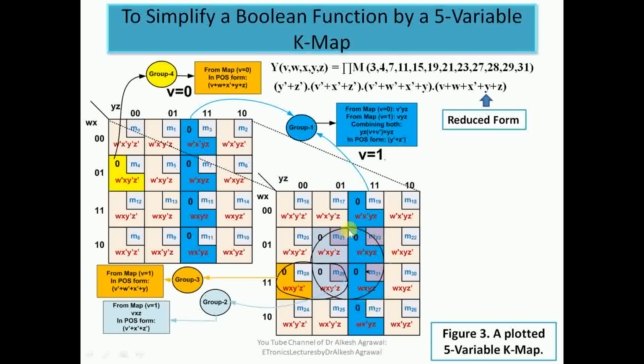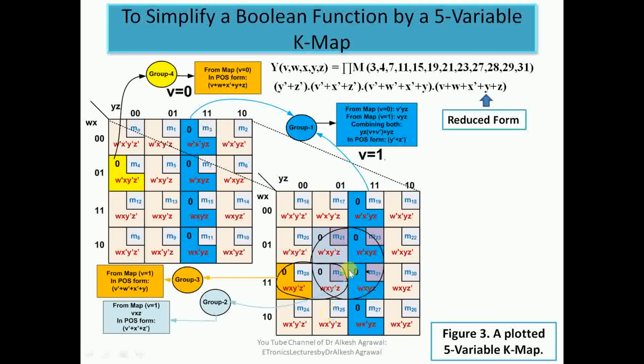Then for group 2, what we can see is this group is confined to v equal to 1. If we concentrate on these two rows, what is fixed is x and what is changing is w. So we have v equal to 1, x equal to 1, and if we concentrate on these two columns, z is fixed and y is changing. So what we get in POS form for this group is v equal to 1, so we have v bar, x is 1, we have x bar, and z equal to 1 is z bar. So we got v bar or x bar or z bar.